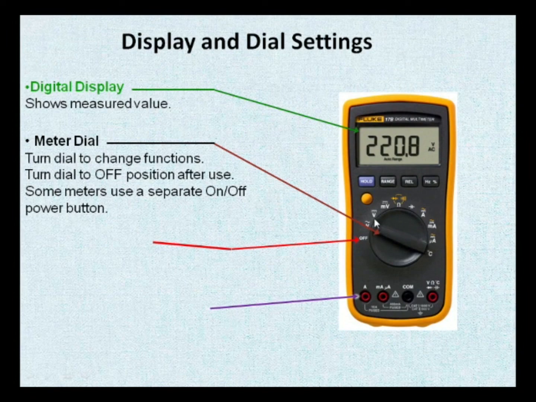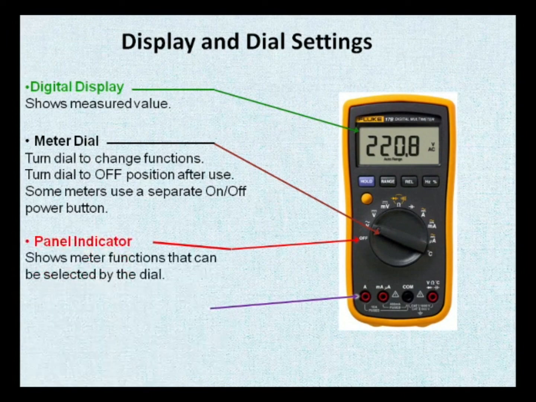So here's the dial, the meter dial. Panel indicator right here. You turn the dial to point to whatever you want to measure. If you want to measure DC voltage, you will turn the dial to right here. Because this is auto range, you are not going to have to worry about how big a voltage you're measuring.